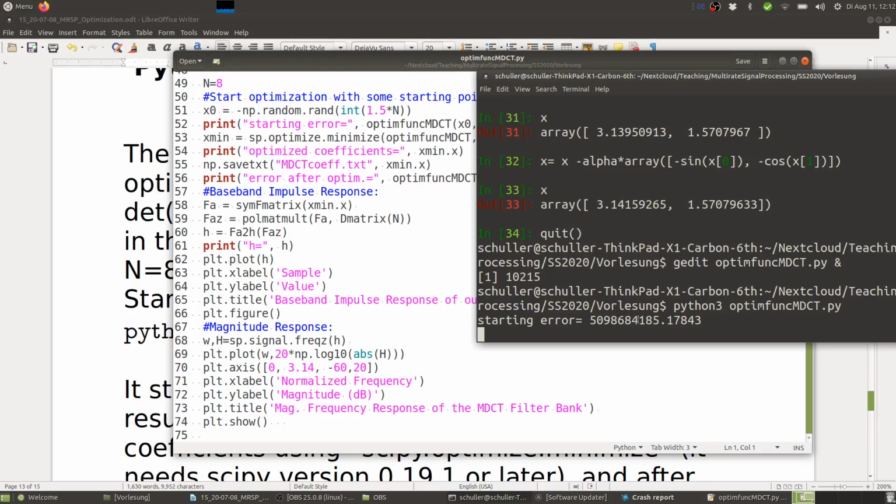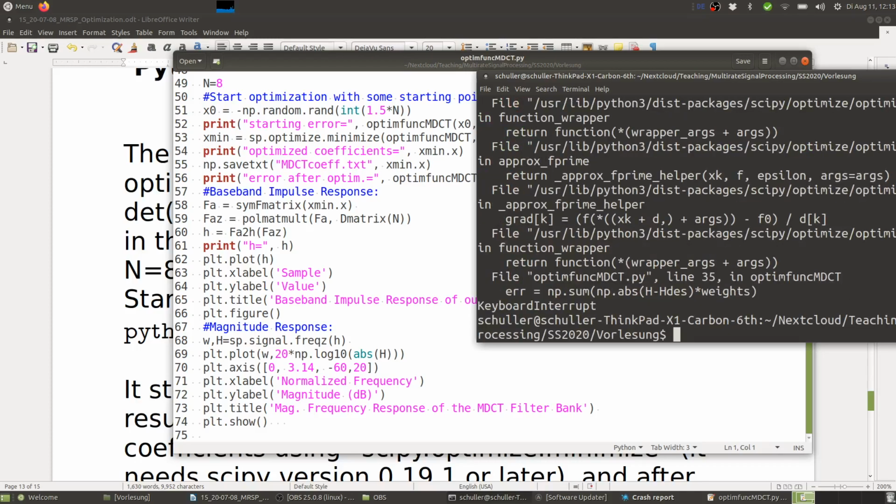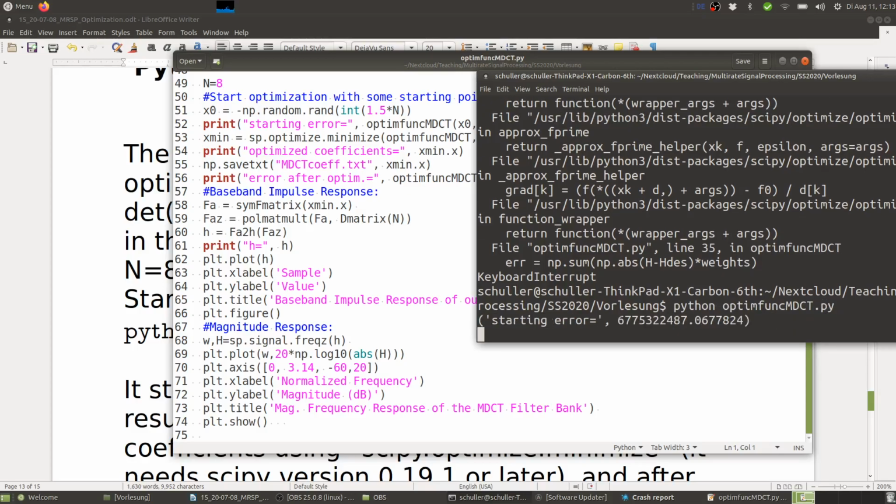And I can actually tell from the fan going on that it's busy with something. And it takes a while. Takes a long time. Yeah, maybe Python 2 is faster. Let me try that one. So here again the starting error. Again, similar size, but it seems it's also not really faster. And that's also a property of optimization.